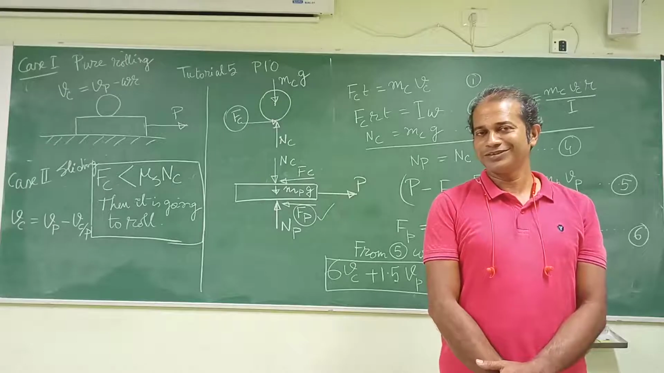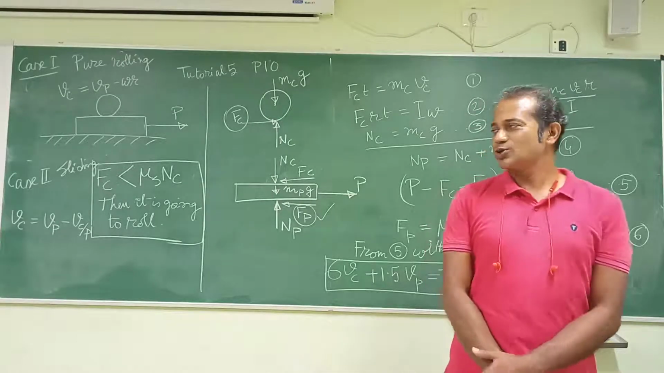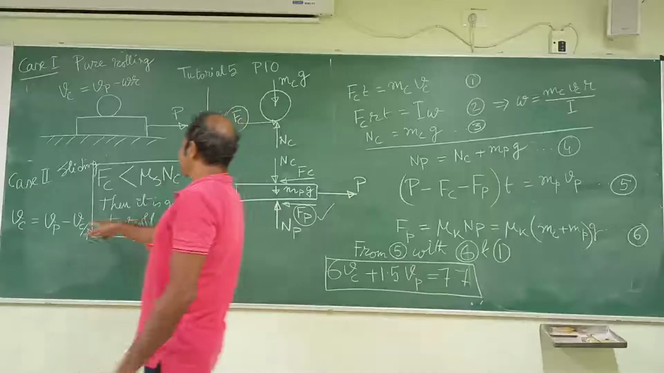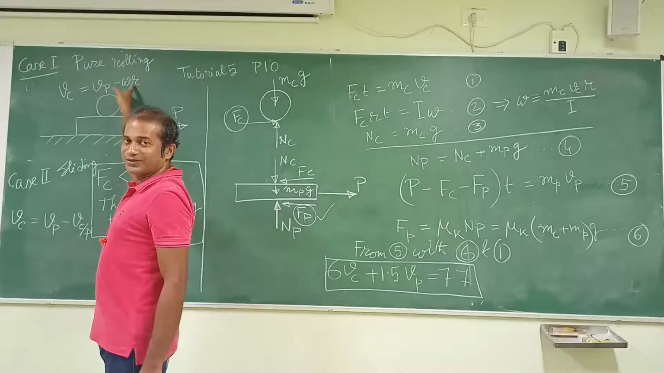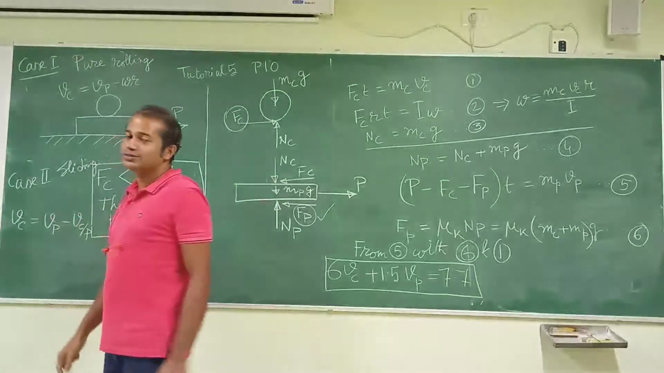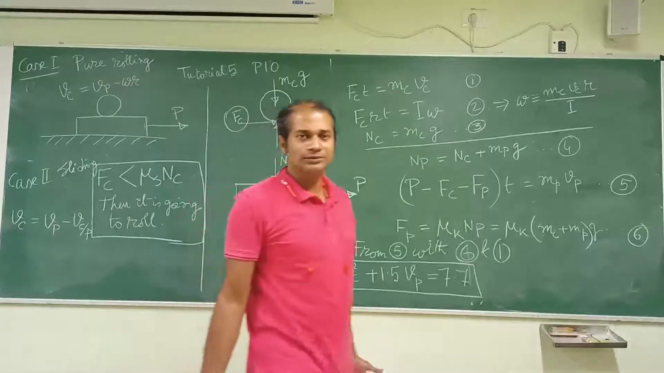Okay, sure. So for pure rolling, this velocity becomes omega R. Otherwise, it is going to be c with respect to p. That's all.